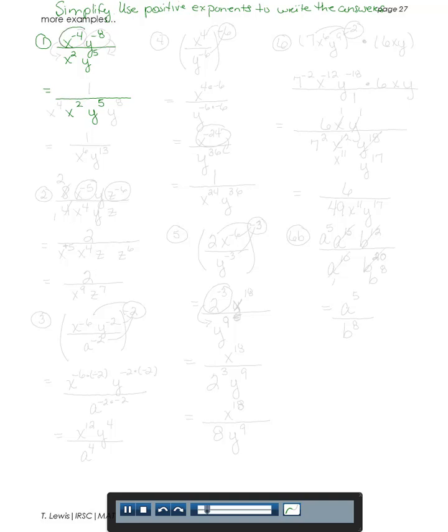X to the negative 4 is going to go to the denominator. The base stays the same. The exponent becomes positive. What else? Y to the negative 8. That goes to the denominator. Your denominator, base stays the same. The 8 becomes positive. But what's in the numerator? 1. What are we going to do to the exponents now? Add. Thank you. Yes. We have 1 over x to the 6th, y to the 13th power.